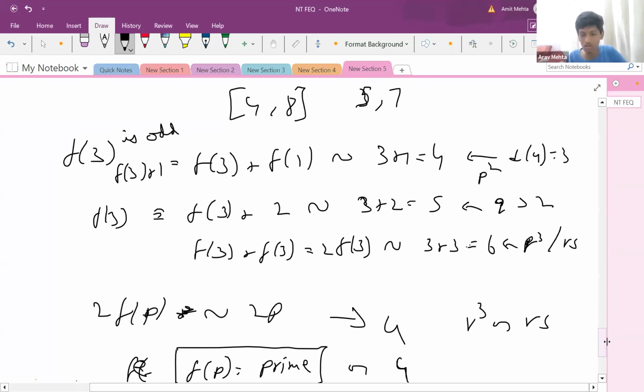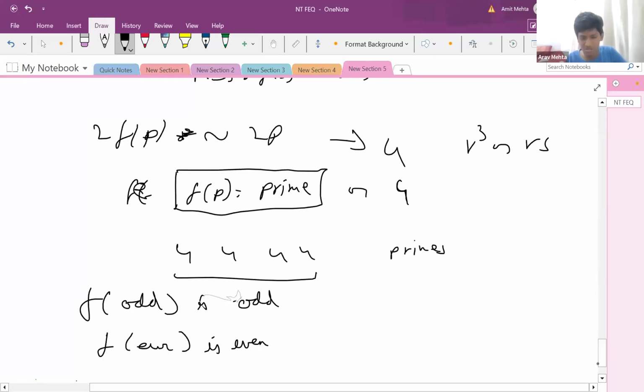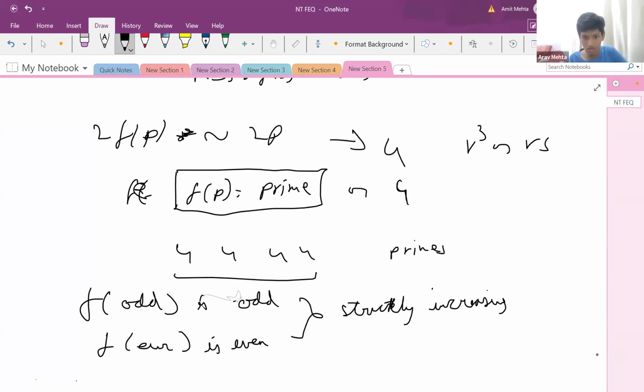Can we try to generalize this? Can we try to conjecture that f of odd is odd and f of even is even? The reason this will be really nice is that it essentially gives us strictly increasing. So we want to try to prove this. Can we prove this?